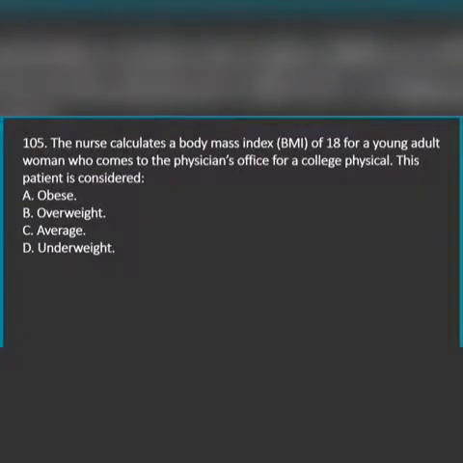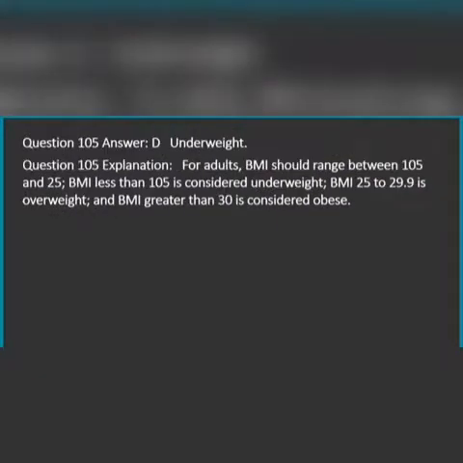Question 105. The nurse calculates a body mass index, BMI, of 18 for a young adult woman who comes to the physician's office for a college physical. This patient is considered A. Obese. B. Overweight. C. Average. D. Underweight. Question 105. Answer: D. Underweight.